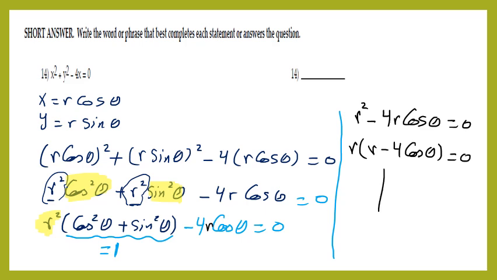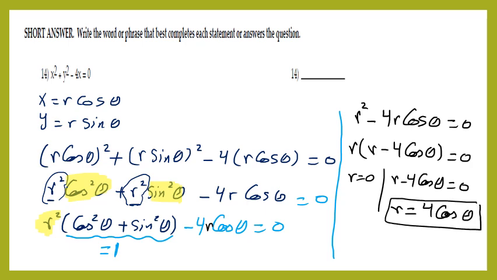So I have two equations. R is equal to 0, which is not acceptable, and r minus 4 cosine theta is equal to 0, and in this case r is equal to 4 cosine the angle. So r is equal to 4 cosine theta.